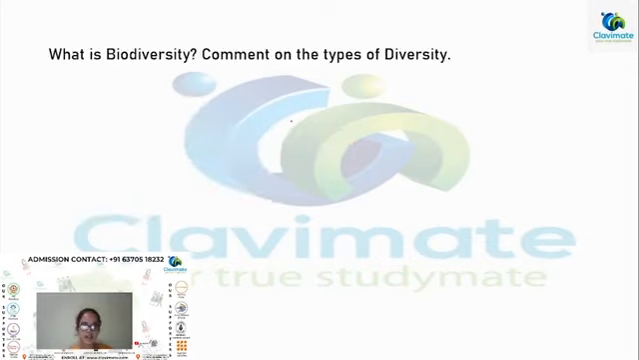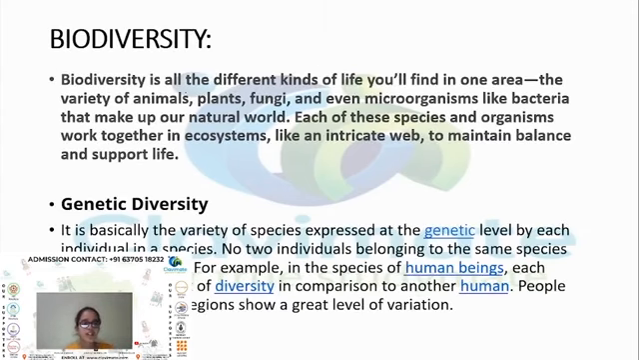First of all, what is biodiversity and what are the types of biodiversity? Biodiversity is all the different kinds of life that we come across. We live in an area where there are different organisms, such as microorganisms, animals, plants, and everything together makes up biodiversity. Okay, we all work together and support each other's life. That's what is called biodiversity. Each of these species and organisms works together in ecosystems, supports life and maintains balance. So that is what is meant by biodiversity.